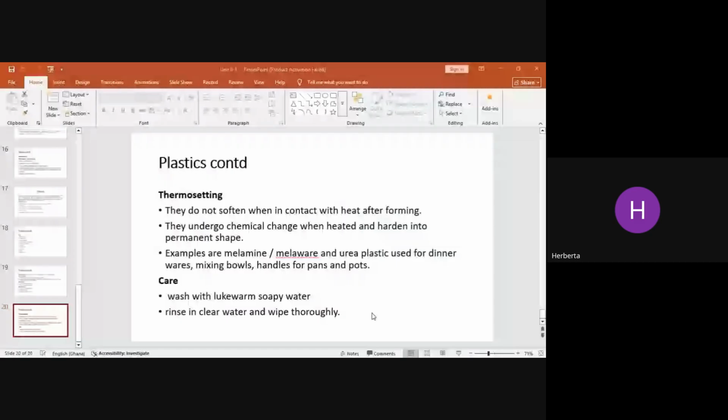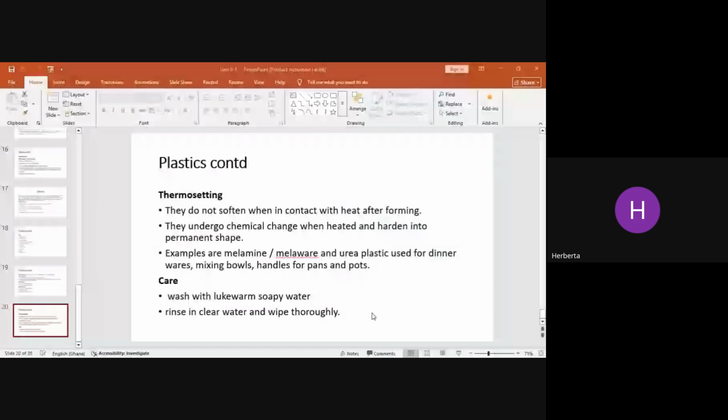How do you care for these plastics? These plastics need warm water. You use warm soapy water to wash. If it is stained, then you put it in the sun. You rinse it thoroughly with water and you put it in the sun for it to get the stains off. How do the stains get off from these surfaces?